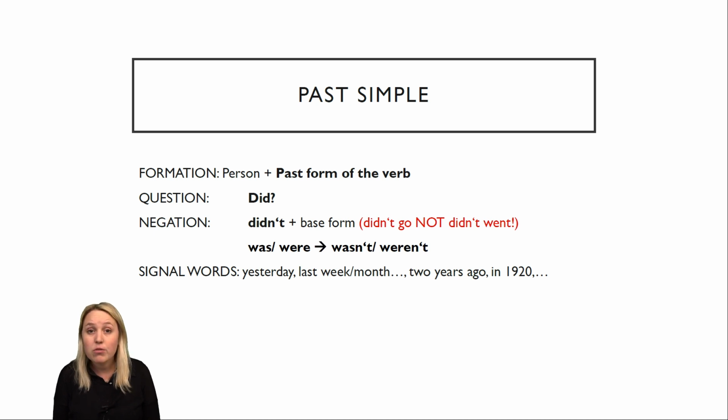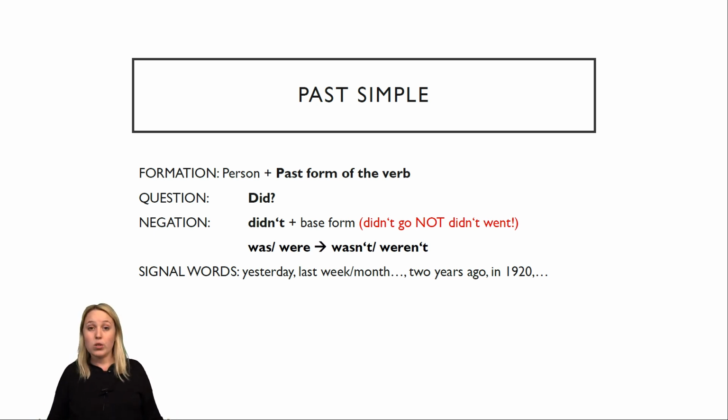Good, and for the question we need did. For the negation we need didn't, plus the base form. That's a very common mistake, so please have a look at that and write it on your forehead or on a sheet of paper. It's didn't go and it's not didn't went. That's a very commonly used phrase and it's wrong, okay? So didn't go, because you have didn't, so you see it's the past tense and you don't need didn't went. That's too much past tense in one phrase.